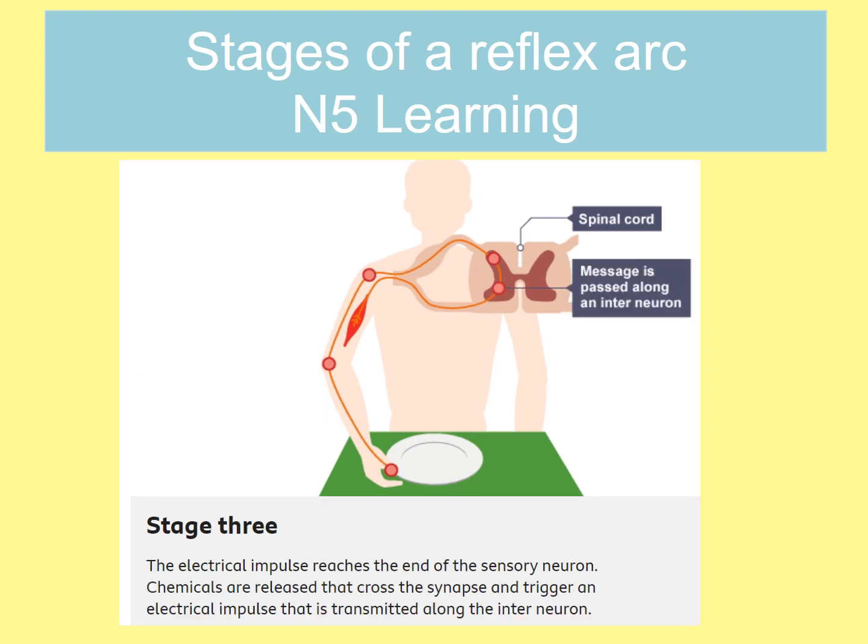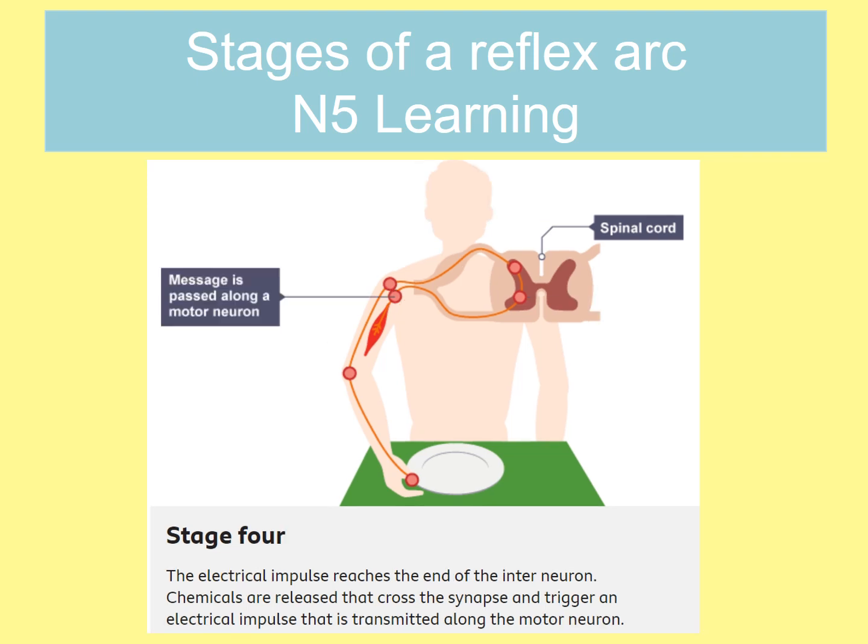When the electrical impulse reaches the end of the sensory neuron, chemicals are released that cross the synapse and trigger an electrical impulse that is transmitted along the interneuron. We will look at the role of synapses in our next PowerPoint.